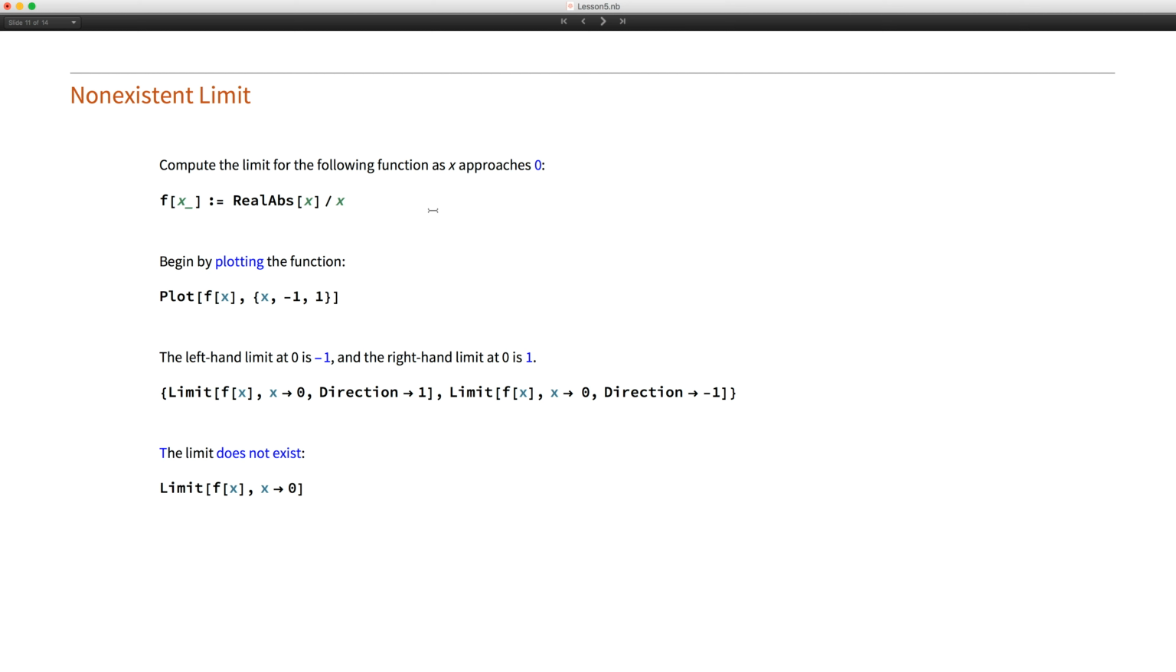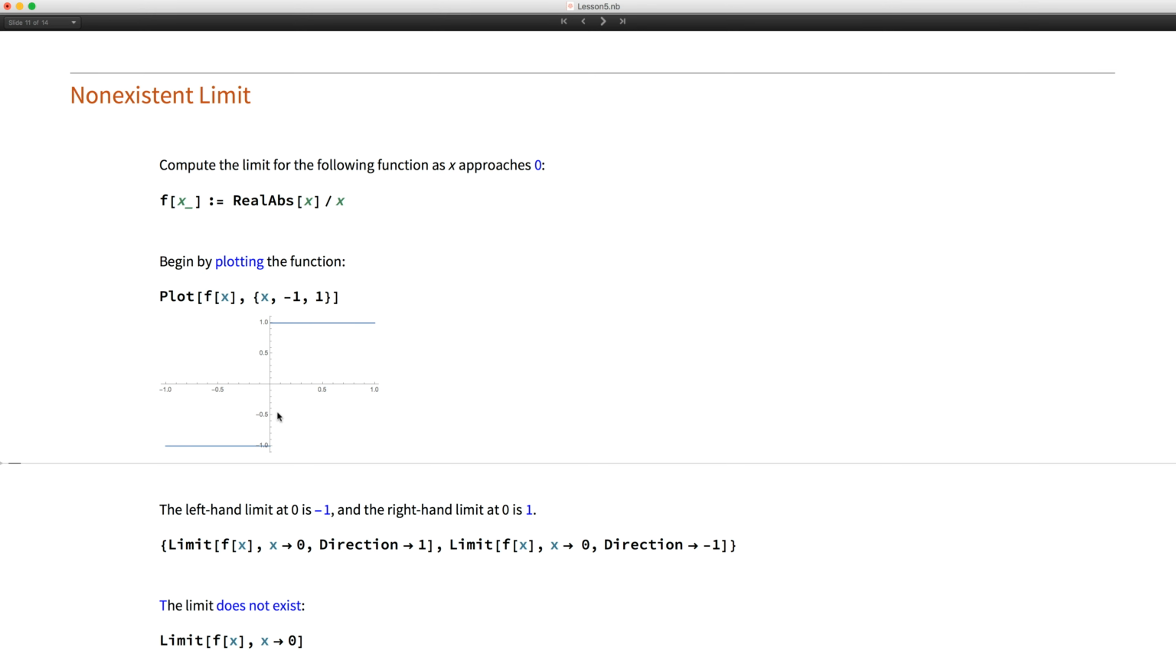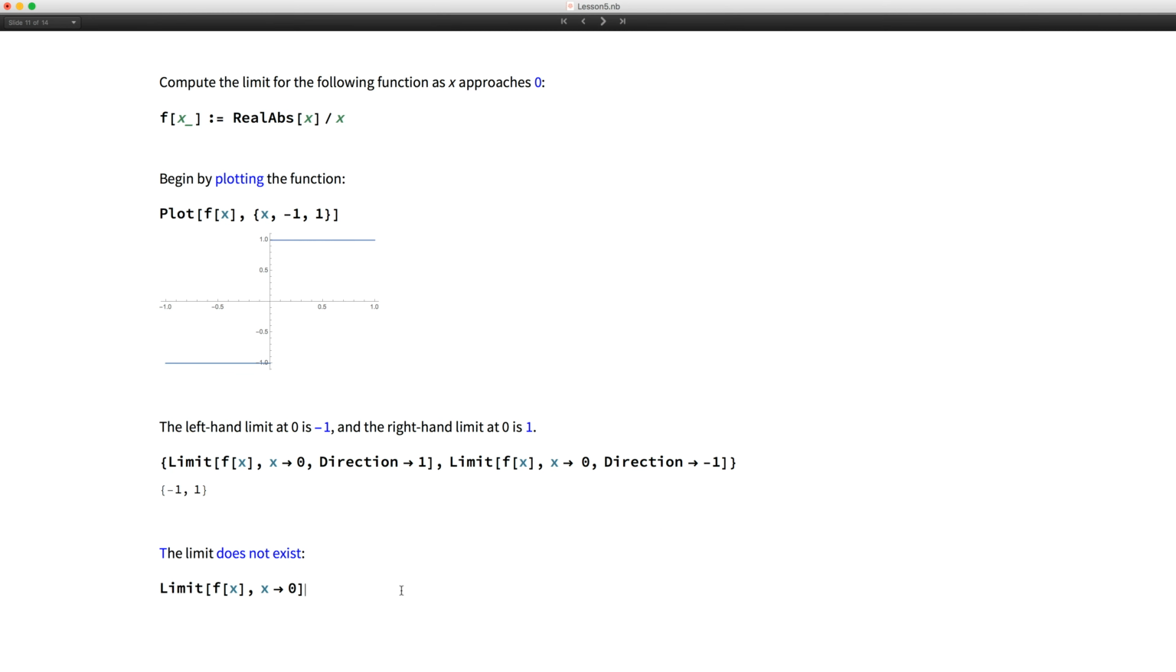On the other hand, here's an example where things can go wrong. So if you divide the absolute value of x by x, then the plot shows that you clearly have a kind of jump over here. Because when you're to the right, the answer is 1, and when you're to the left, the answer is -1. So the left-hand limit is -1, the right-hand limit is +1, and hence the limit does not exist. So that's a jump at a single point.